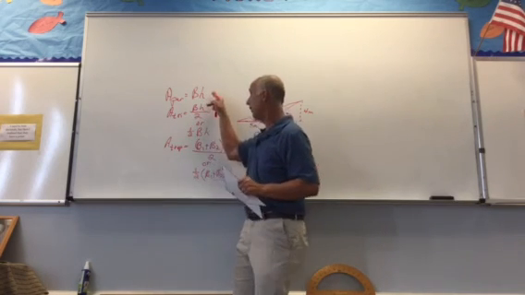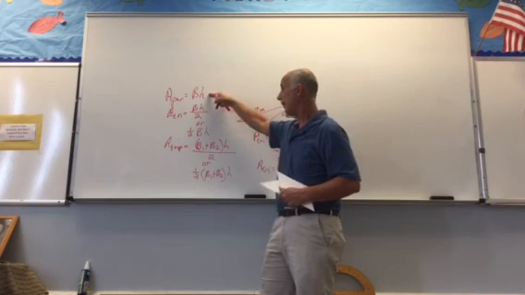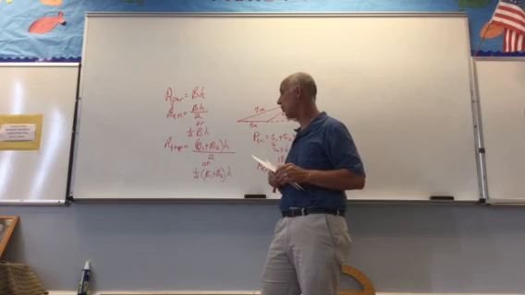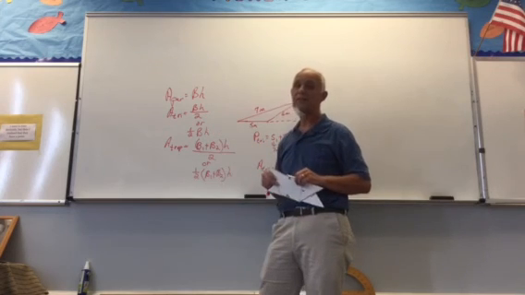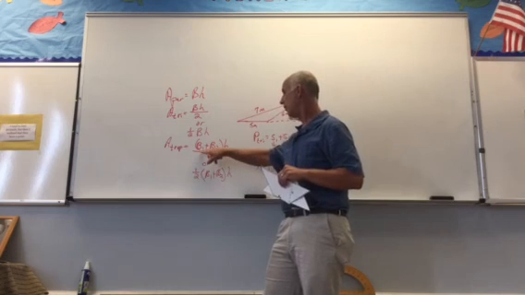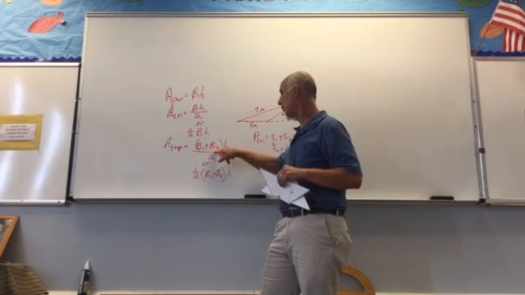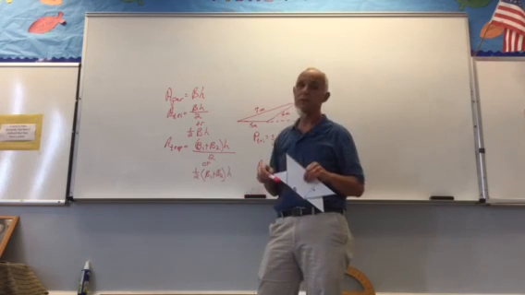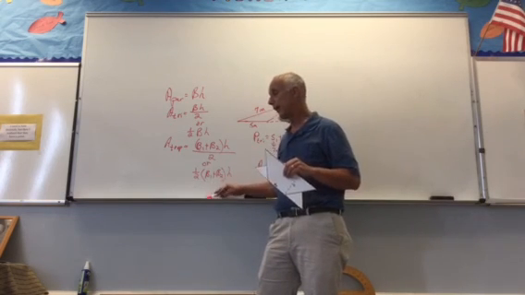3 new formulas. Area of a parallelogram is base times height. Area of a triangle is base times height divided by 2, or if you prefer, 1/2 times the base times height. And area of a trapezoid, the sum of the bases, base 1 and base 2 times the height divided by 2, or 1/2 of base 1 plus base 2, times the height.